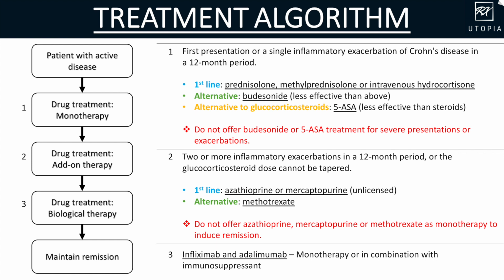A corticosteroid, either prednisolone or methylprednisolone or intravenous hydrocortisone, is used to induce remission in patients with a first presentation or a single inflammatory exacerbation of Crohn's disease in a 12-month period.